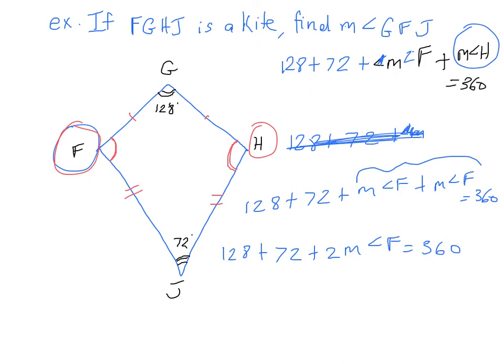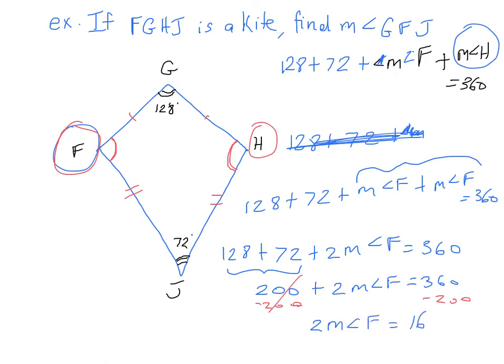Now we have to solve it algebraically. We know that when you add these two things up, you get 200 plus 2 times the measure of angle F gives us 360. Feel free to take 200 from both sides so we can get that alone. So we get that 2 times the measure of angle F is equal to 160. Now we can divide both sides by 2, and we get that the measure of angle F is equal to 80, and that's it.